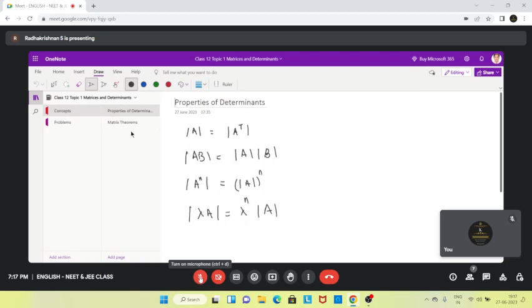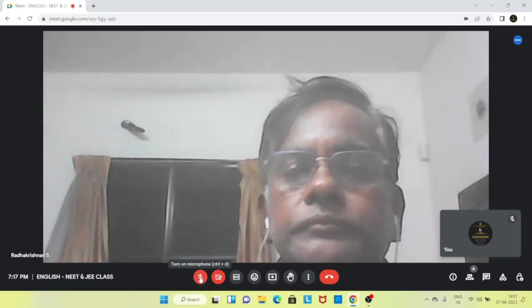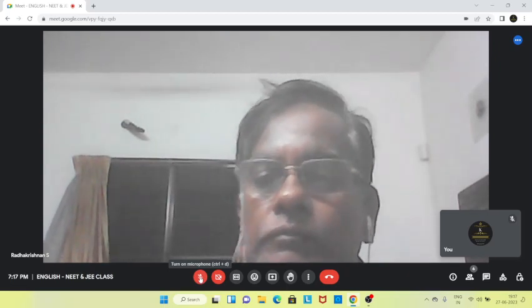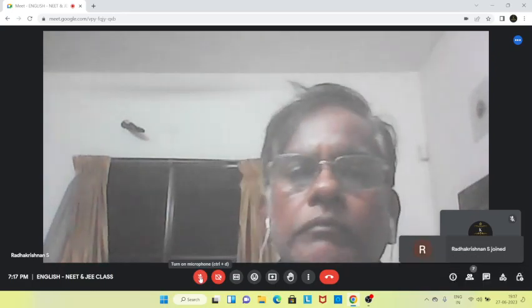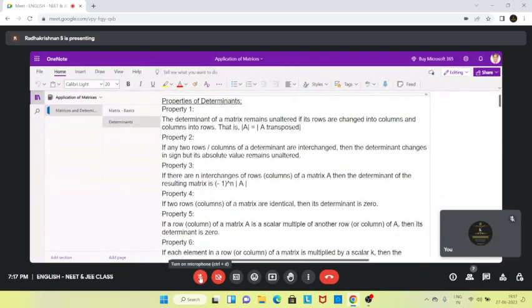And as far as other theorems are concerned, these are properties of determinants. The determinant of a matrix remains unaltered if its rows are changed into columns and columns are changed into rows.